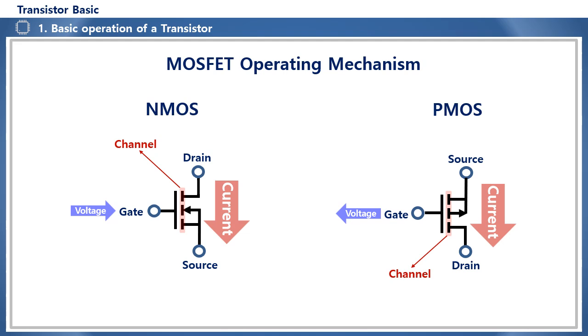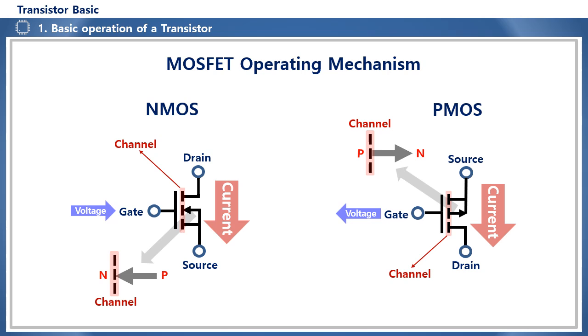There are two types of MOSFETs, NMOS and P-type MOSFET, and the directions of the gate control voltage and channel current are opposite to each other. In other words, NMOS has a structure in which the channel current flows from the drain to the source when the voltage between the gate and the source is positive. And P-type MOSFET has a structure in which the channel current flows from the source to the drain when the voltage between the gate and the source is negative.